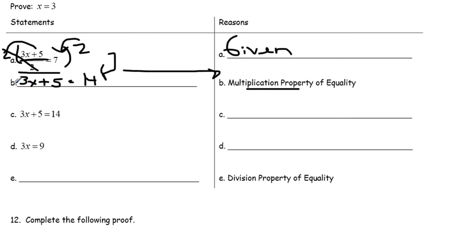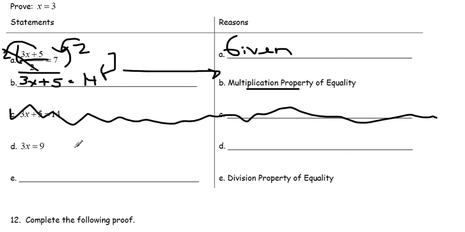Okay, the next one, from B to C, it says 3x plus 5 equals 14, and then it's given, oh, you know what? This is a typographical error. We are going to pretend this line doesn't exist. And now we're going to go from B to D. Sorry, that's my fault. So from B to D, 3x plus 5 equals 14.